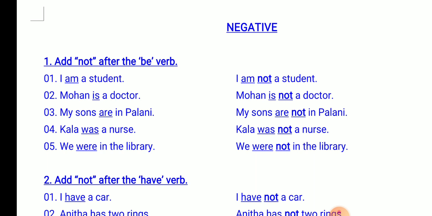Now, look at the second example. Mohan is a doctor. Here, the verb is is. If you add not after the verb is, the sentence becomes negative. Hence, the sentence Mohan is a doctor becomes Mohan is not a doctor.